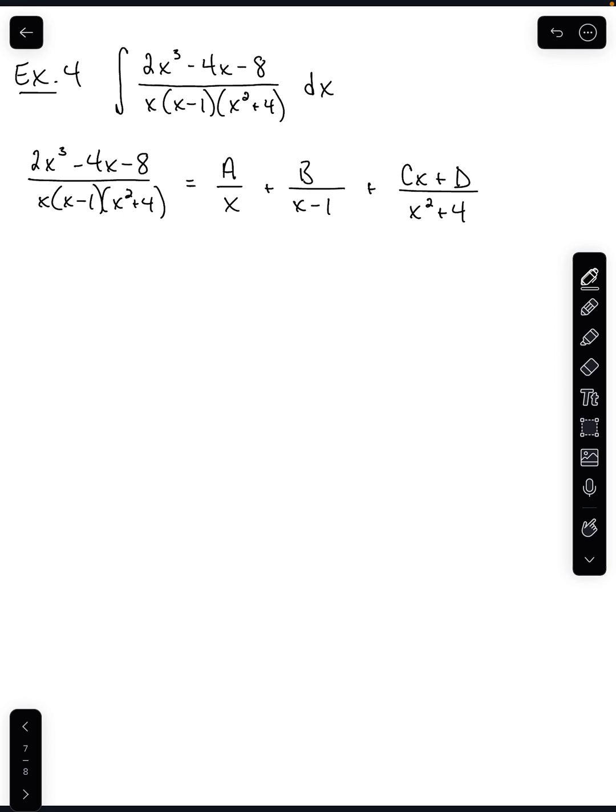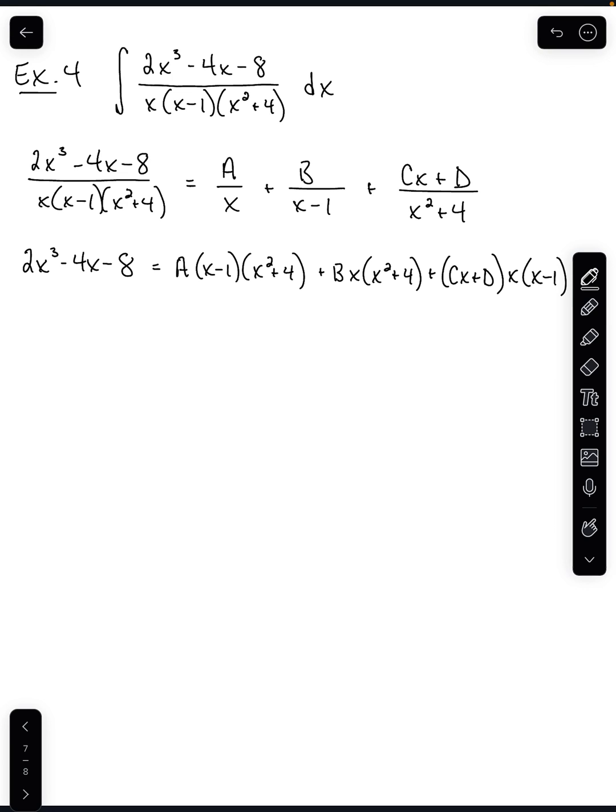Once again, multiplying both sides by the least common denominator will give us 2x cubed minus 4x minus 8 on the left side. On the right side, we would have a times x minus 1 times x squared plus 4, because the x term would cancel out and would be the only factor that cancels out, plus b times x squared plus 4. In this case, it's the x minus 1 factor that cancels out, plus the entire numerator, cx plus d, be sure to keep that in parentheses, times the factor x times the factor x minus 1. In this case, it's the quadratic factor that cancels out.